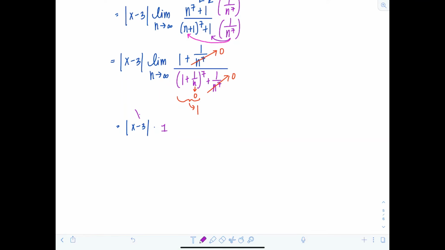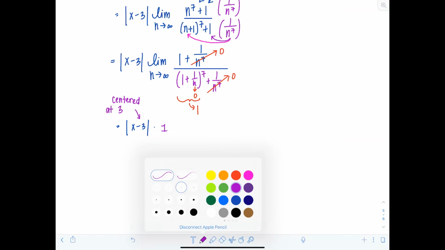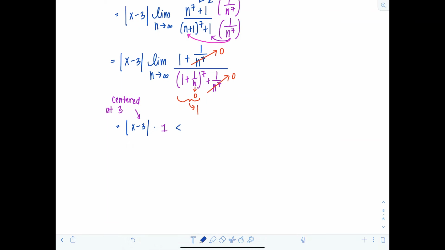Okay, this means here, this x minus 3, in this case it's centered, right? My series is centered at 3. And remember, when we apply the ratio test, I would like for this limit to be less than 1, right? So we require this to be less than 1 to converge.